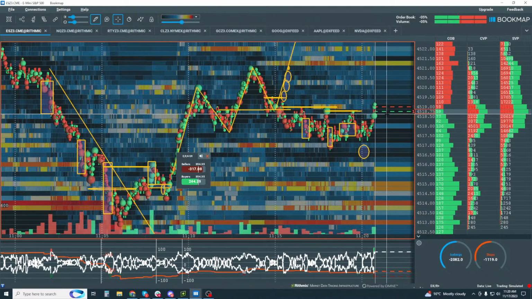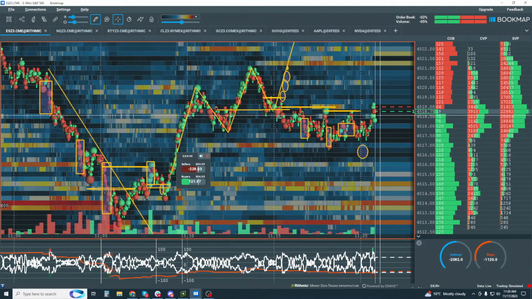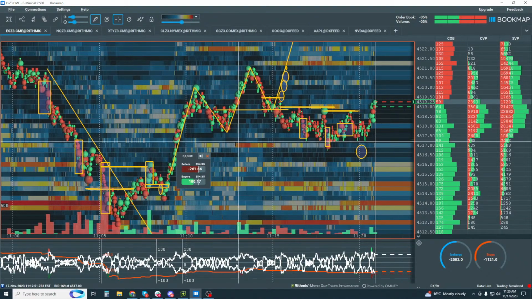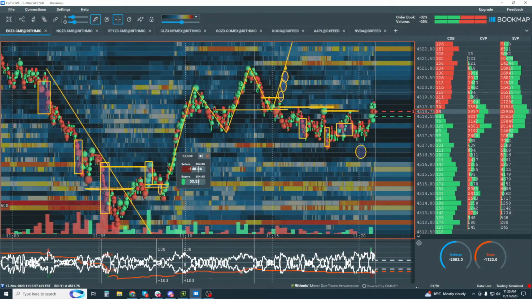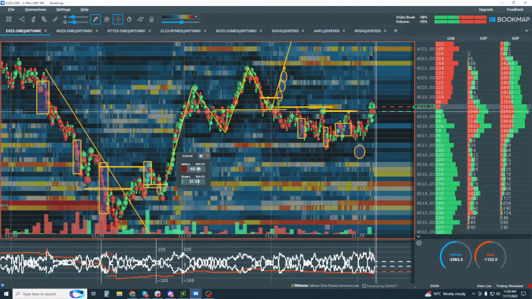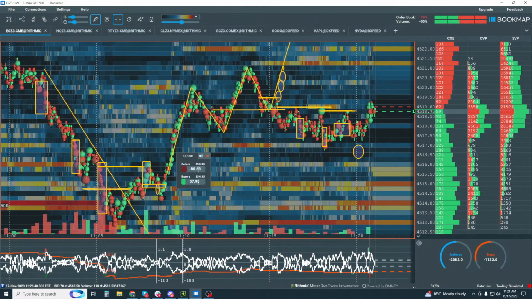Now I'm kind of leery of it, to be honest. And here's why. I mean, it is within this bigger move to the upside. There's some trap traders in here, but this kind of buying, I want to see that kind of selling down here for this to be a good squeeze.